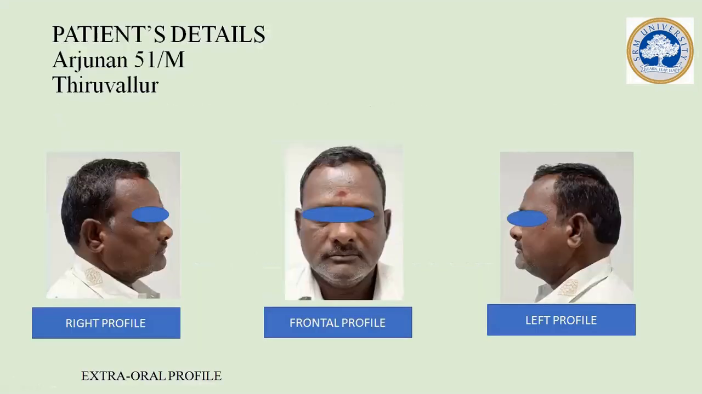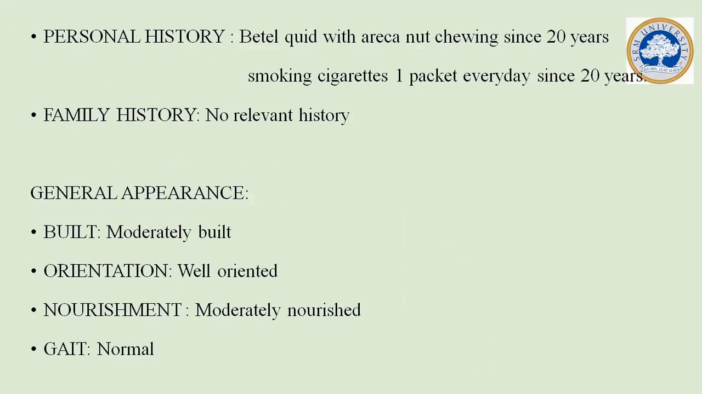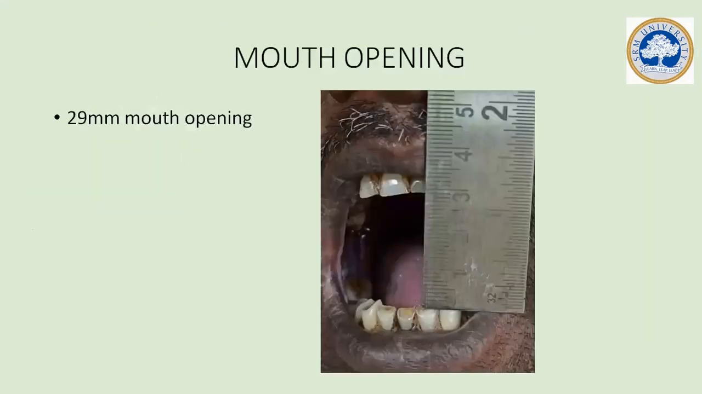Today we'll discuss a case of submucous fibrosis where the patient came with complaints of difficulty in opening the mouth. The patient complained of a burning sensation for the past 2 months, and mouth opening was restricted. There was no other relevant medical history. He was a chronic cigarette smoker, along with a betel nut chewing habit for 20 years. On general examination, he was apparently normal. Mouth opening was restricted, only 29 millimeters.